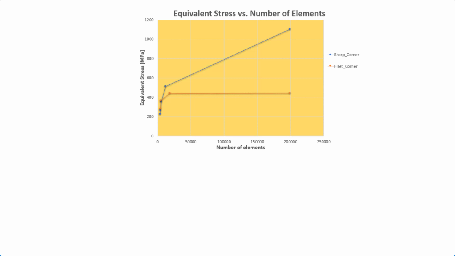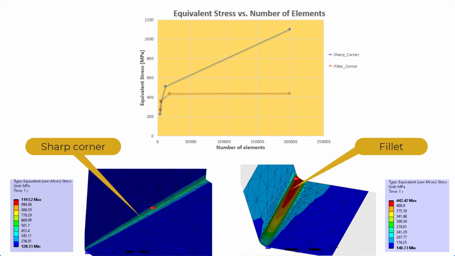Also, if we look at the stress contours, you can see that the stress is distributed over the area of the fillet, while in the case of the sharp corner, stress is high at just a few nodes along the sharp edge. Similar studies can be done for other areas of the model, such as point load location and the location of the constraints, to check how the stress is behaving with the mesh refinement.